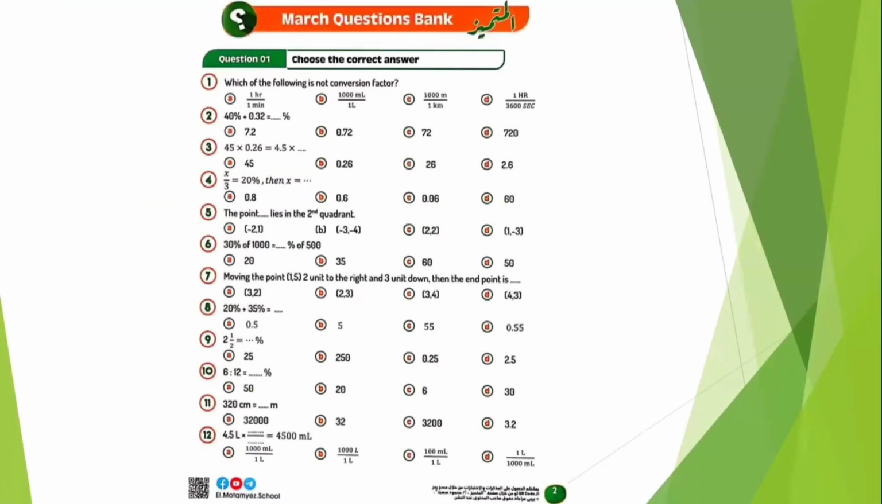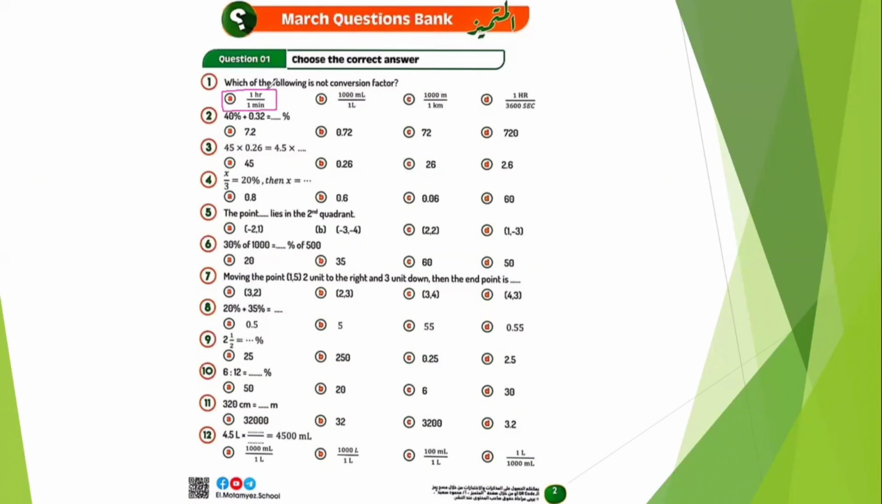Question number 1. Choose the correct answer. Which of the following is not a conversion factor? What is a conversion factor? We said it has two terms that I divide or multiply by each other, but there must be one term with one unit. For example, I can say that 1 liter equals 1000 milliliters, 1 kilometer equals 1000 meters, 1 hour equals 3600 seconds. So the different one is 1 hour equals 1 minute.